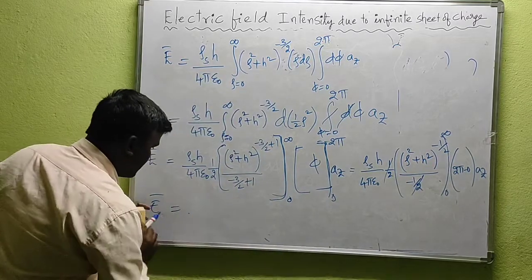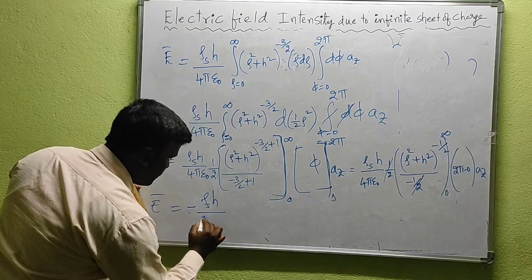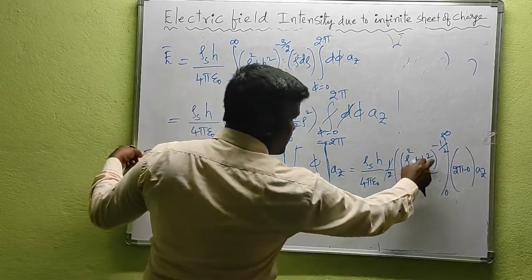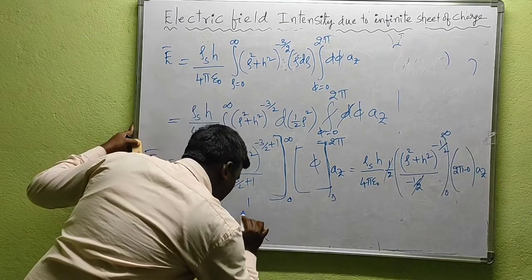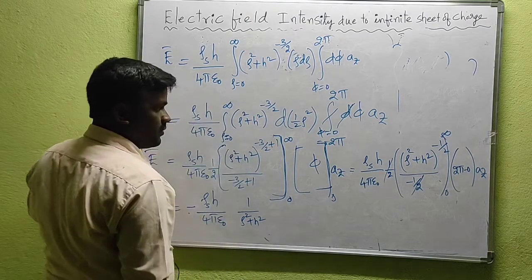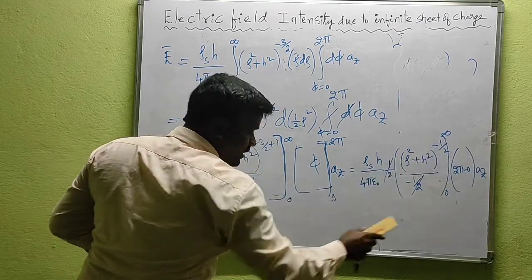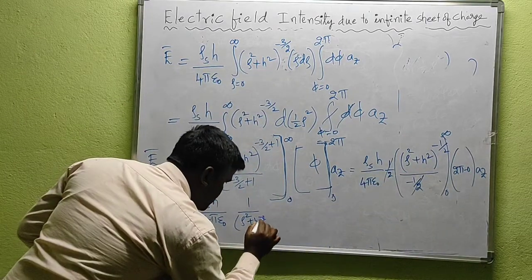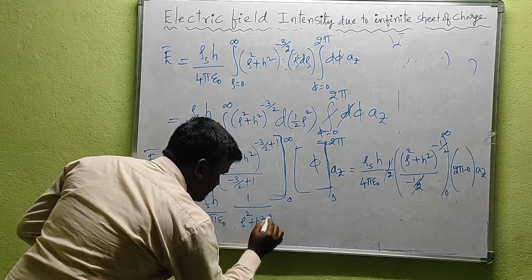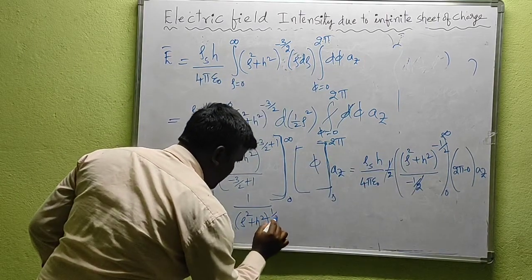I will write that negative sign here, that is minus rho s into h by 4 pi epsilon naught, rho square plus h square whole power minus 1 by 2. I am writing that one here. I will substitute the limits later. Whole power minus 1 by 2 means the term in the numerator goes to the denominator. We will get 1 by rho square plus h square whole power 1 by 2.